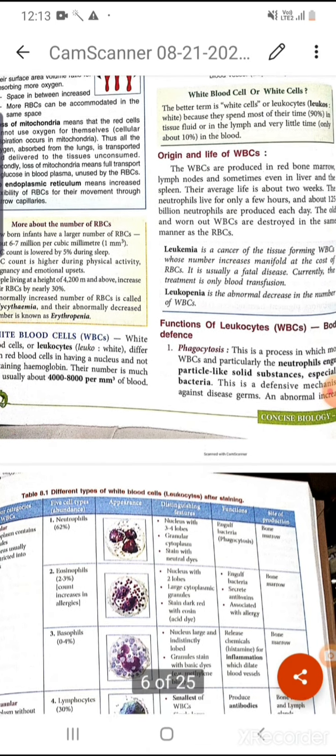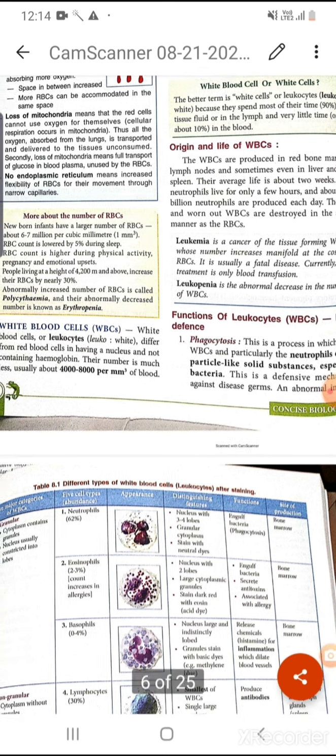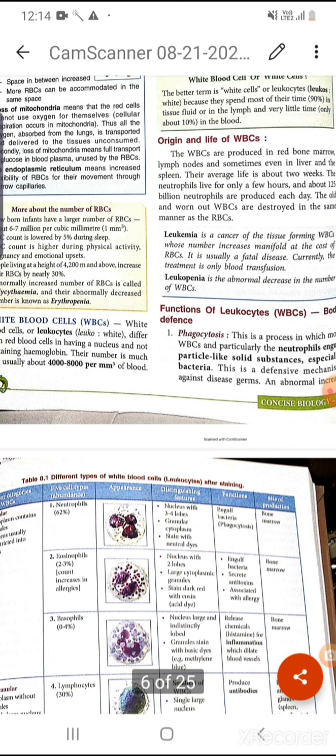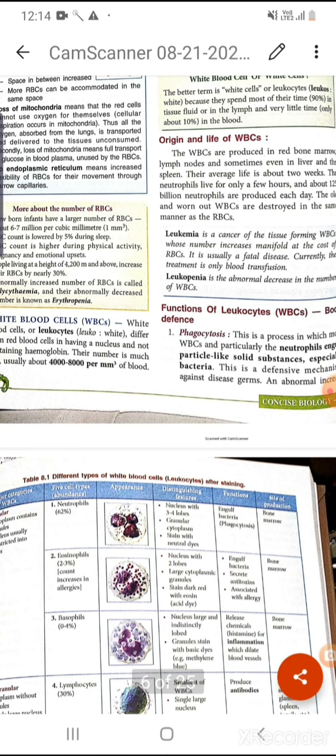So what is the origin of these WBCs? They are produced in the red bone marrow and lymph nodes, and sometimes in the liver and spleen. The average lifespan of WBCs is 2 weeks, and neutrophils live for only a few hours. Neutrophil is a special type of WBC, and about 125 billion neutrophils are produced each day.